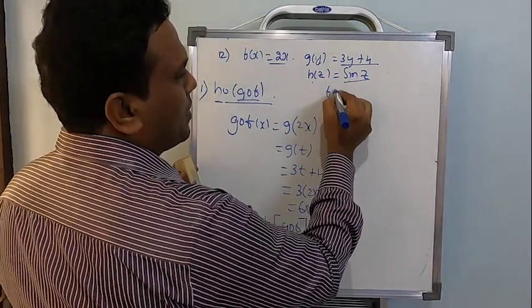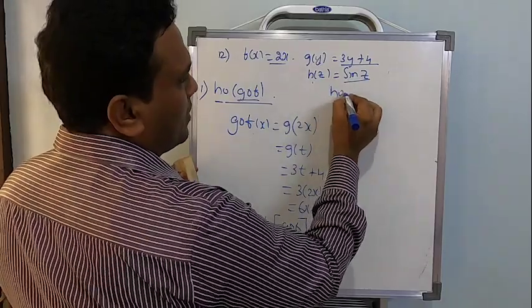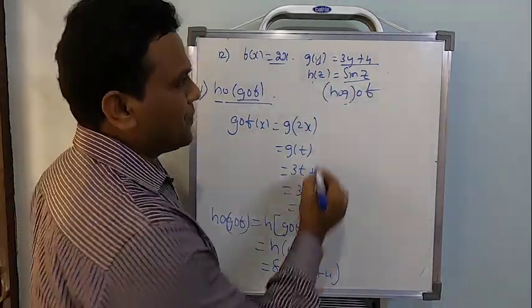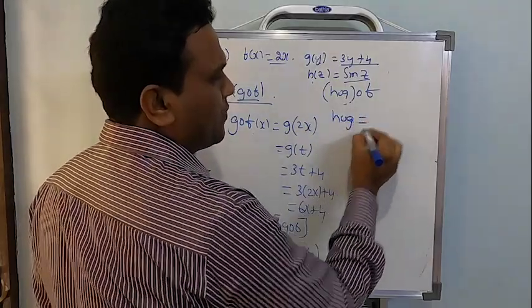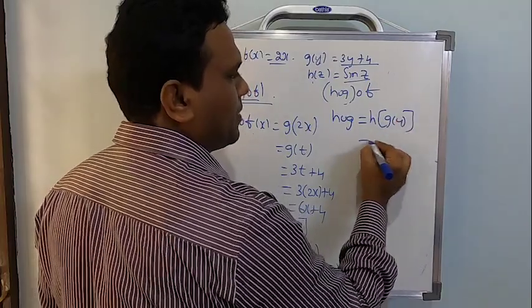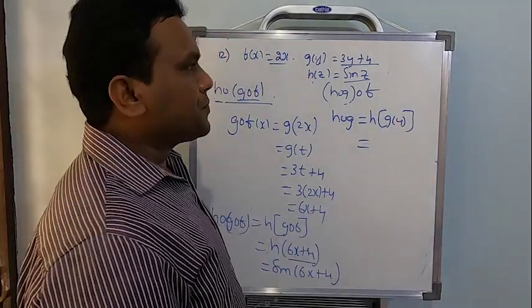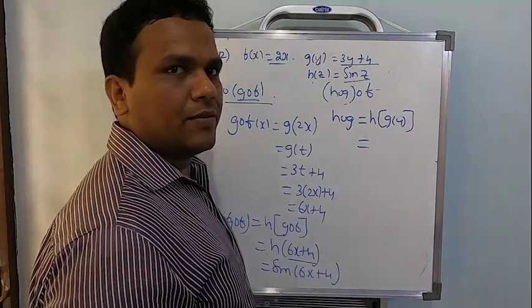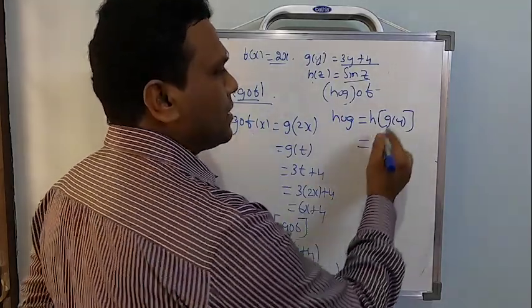The RHS was (h of g) of f. First find out h of g. h of g will be equal to what? h of g of y. Okay, fine. Whatever I am going to get from here, that will be composed with f. Clear? Right.